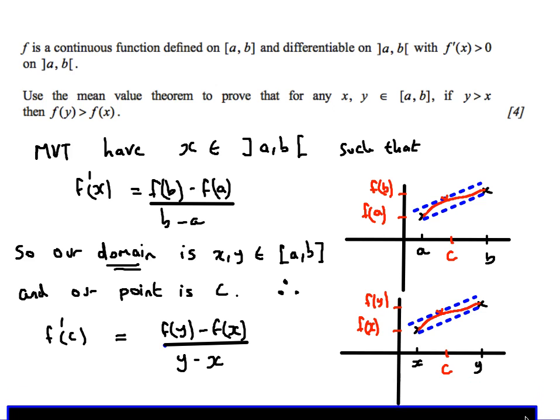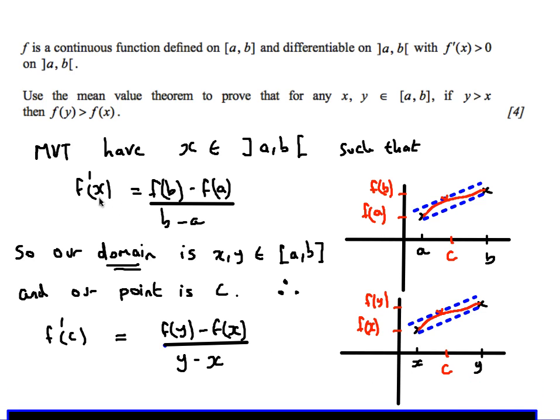Okay, so we put that information into our equation here. So we've got f dash of c, so this is the some point that we're looking at, the some point that's between the 2 domain values, and we've relabeled the graph, so we've got f of y take away f of x over y minus x. We're still doing the same thing. We're still finding the gradient of the line between x and y, and we're still trying to show that some point C between these 2 values has the same gradient. Okay, so this is what we should write.